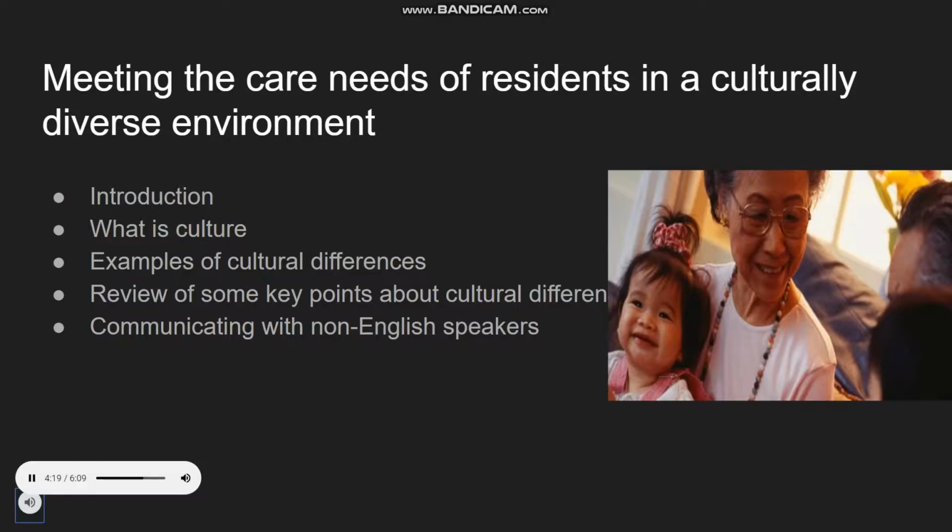Now we will talk about some of the ways you can communicate with non-English speakers. The number of people in this country who speak a language other than English is growing. Communicating with people whose first language is not English can take special effort. The following guidelines can be helpful. Speak clearly and a little more slowly than you usually do.